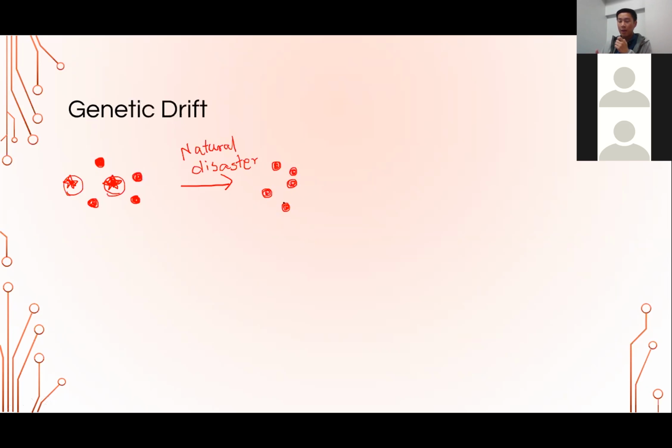So when that happens, you're not going to see any more of those special organisms in the next generation because they all die off due to a natural disaster, only leaving the circle ones. Now that we don't have any more star ones, they can't pass on their star genes. So we're not going to see any star organisms in the next generation. And genetic drift doesn't always have to be a natural disaster, but natural disaster is a good example.